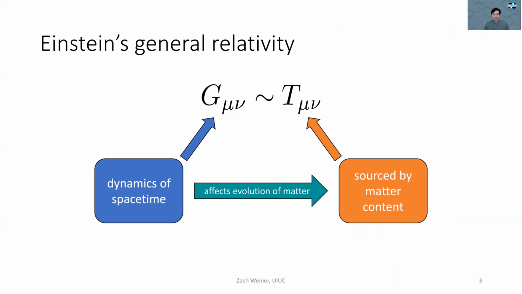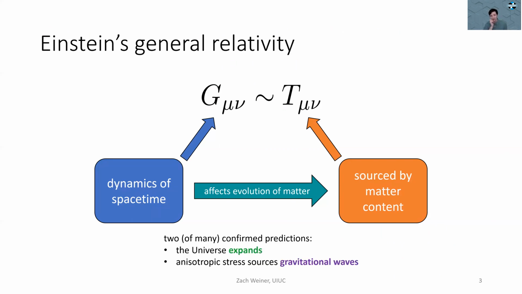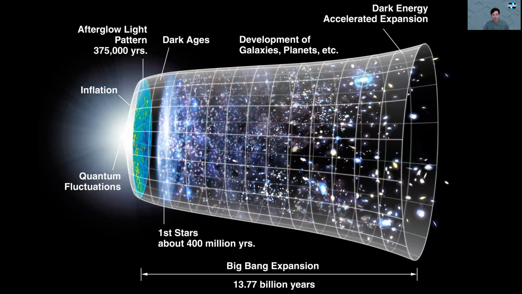And furthermore, space-time itself determines how matter evolves. Now, two of the earliest predictions made by general relativity were that the universe expands and that particular configurations of stress energy sources gravitational waves. And these are the two phenomena that I'll be talking about today. Now, if you've ever seen a talk about cosmology, you've seen this horribly cliched image, which I essentially just put up to give you a picture for the expansion of the universe.